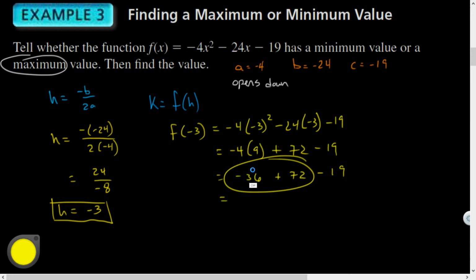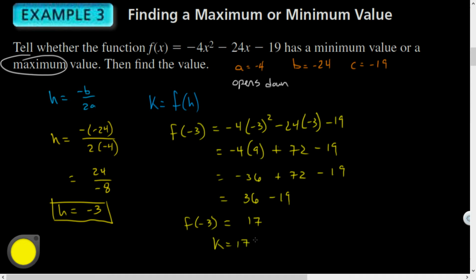And these two combine. I don't know if you guys have noticed this pattern yet, but a lot of times with parabolas, this number often ends up being half of that number when we're finding the vertex. Did you guys ever notice that? This number is half of that number. And 72 minus 36 is going to be positive 36. So that's a good little trick right there for you. 36 minus 19, 36 minus 20 would have been 16, plus 1, 17. Is that right? Yeah. And so that means k is equal to 17.